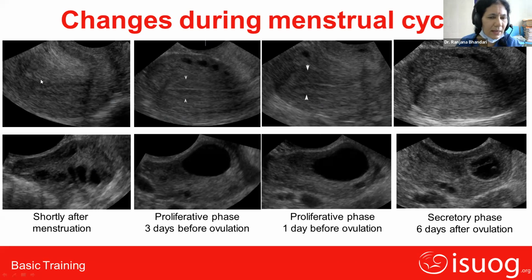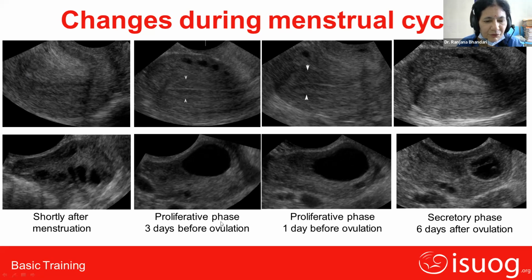One thing more: the endometrium is made up of 2 layers. One is the basal layer, another one is the functional layer. When we are having menstruation, the functional layer gets shed off, so only the basal layer remains. This basal layer constitutes only 2 to 3 millimeters. If this is 2 millimeter and this is 2 millimeter, then it will be 4 millimeter thickness. This is shortly after menstruation.